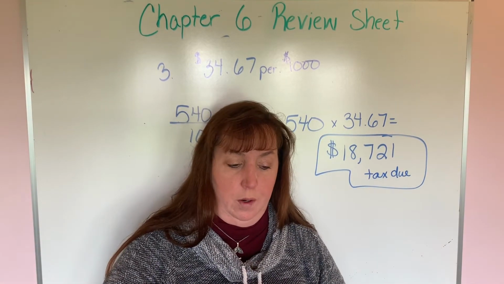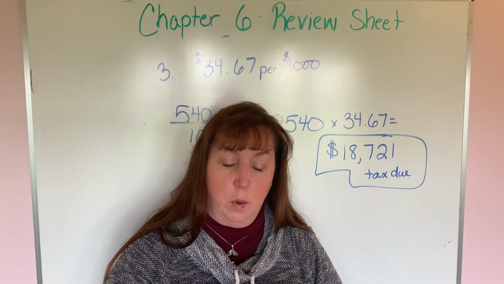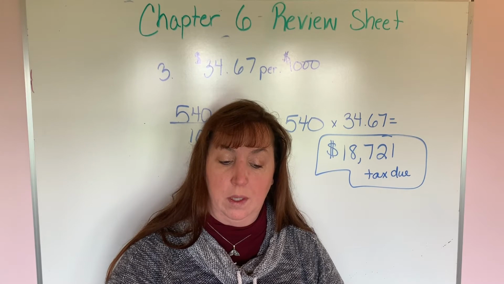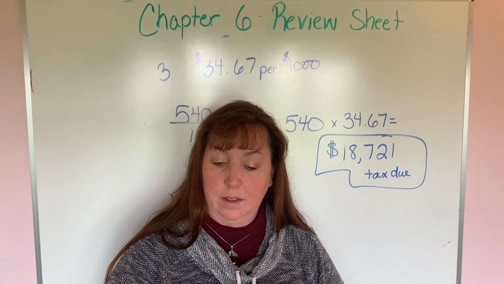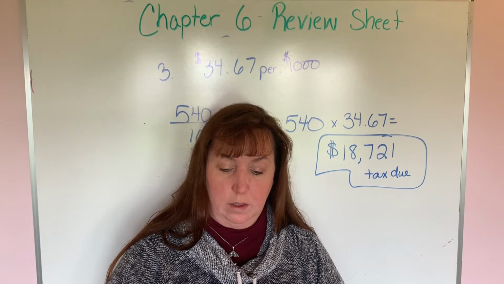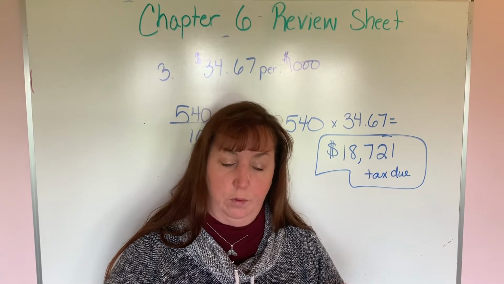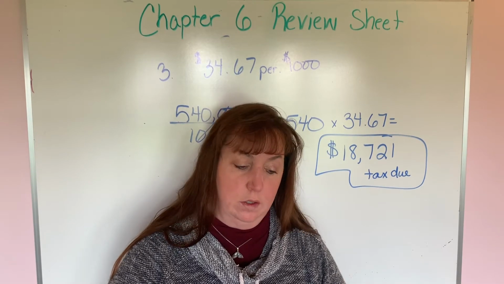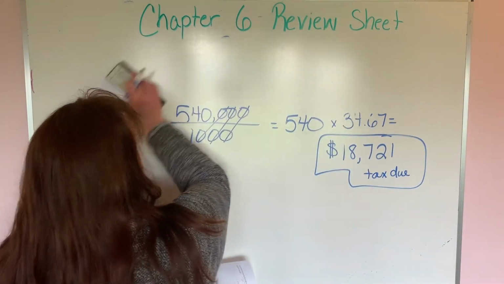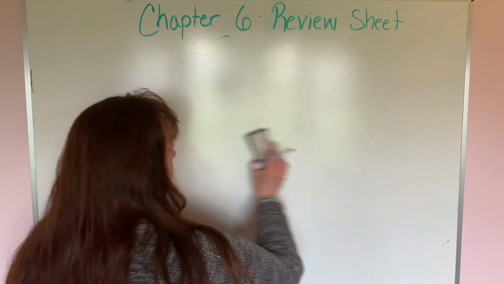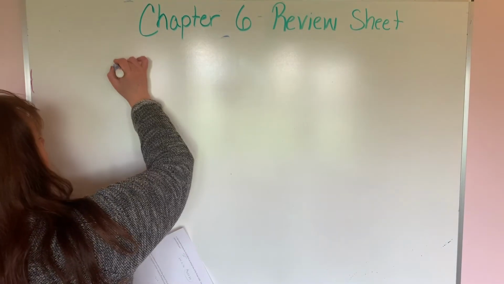Question number 4. Virgil insured his home for $123,000 at an annual rate of 76 cents for every $100. What premium did he pay? So we're figuring out how much his insurance is for the year, and that's called his premium. Same idea as we just did with question number 3.